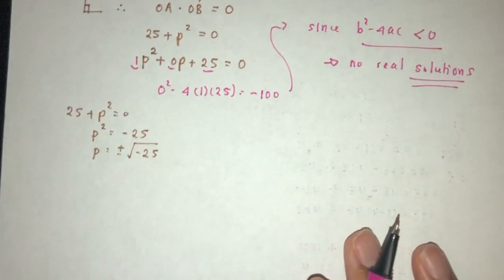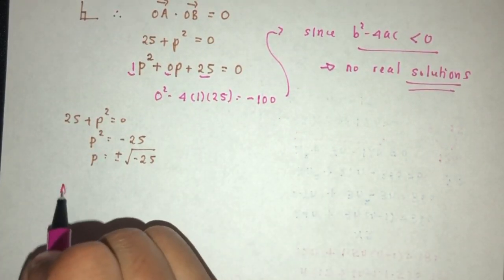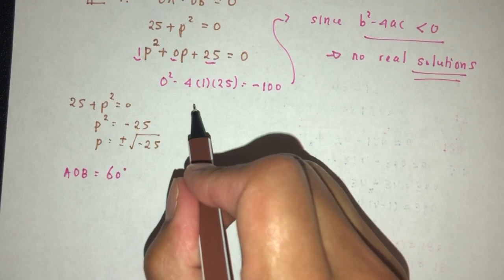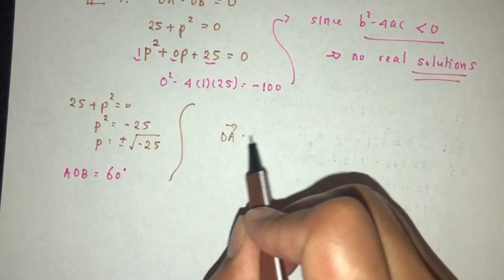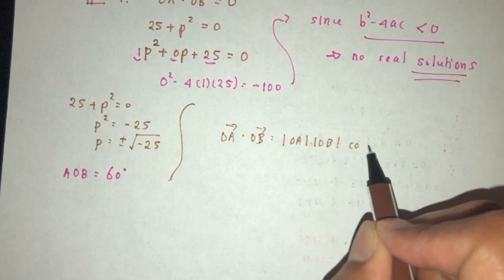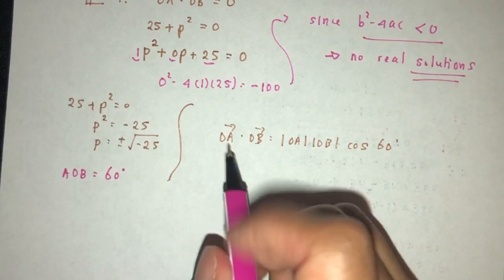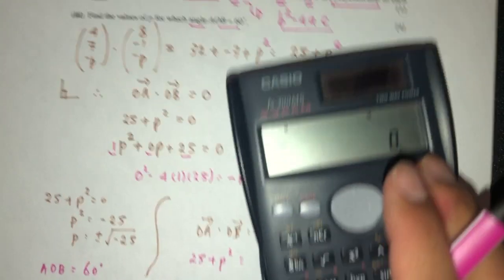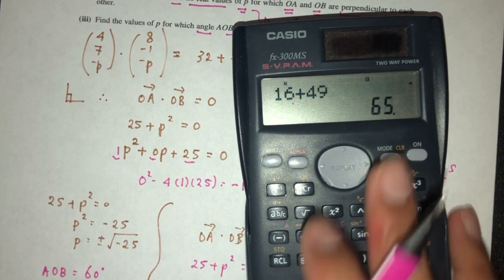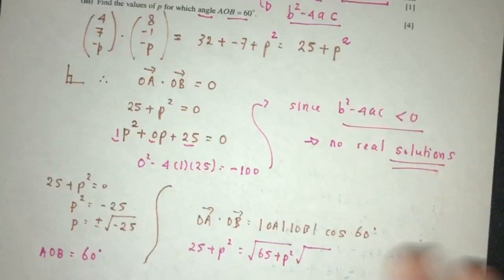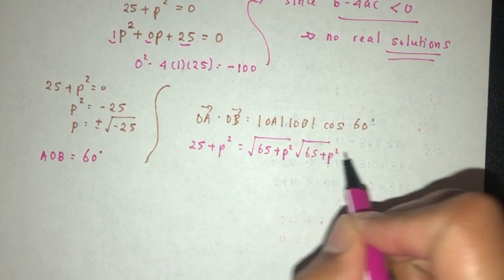So pretty easy. We are given that the angle AOB is 60 degrees, but how would you usually find the angle? We understand that the formula is OA dot OB equal to the magnitude of OA times the magnitude of OB and cos of the angle, right? So this we know already, it is 25 plus p squared, and this is the magnitude of OA, pretty easy. That should be 4 squared, 16 plus 49, that should be root of 65 plus p squared, times root of 64 plus 1, that should be 65 plus p squared, cos of 60.